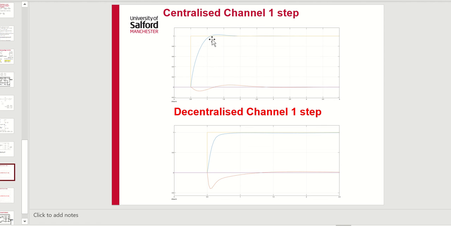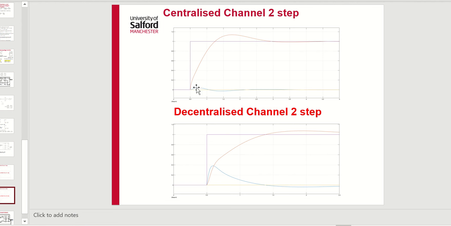So this is the centralized design step change on channel 1, and this is the interaction on channel 2, and this is the equivalent decentralized design. And if we swap channels, this is the set point change on channel 2, this is the interaction on channel 1, and this is the corresponding decentralized.